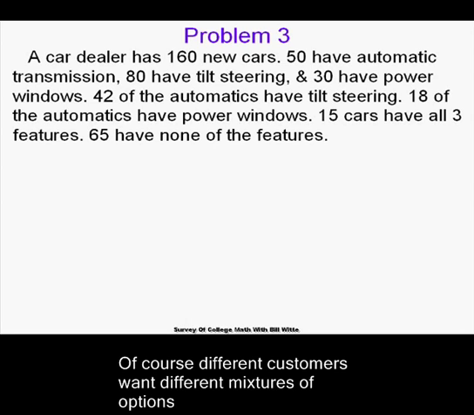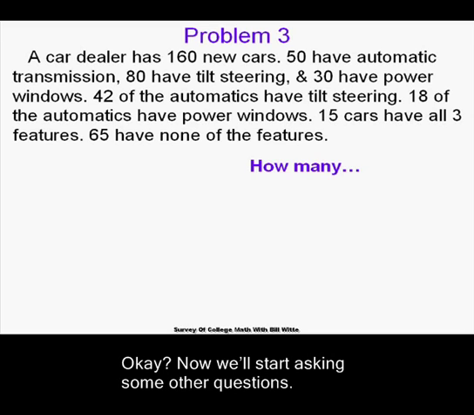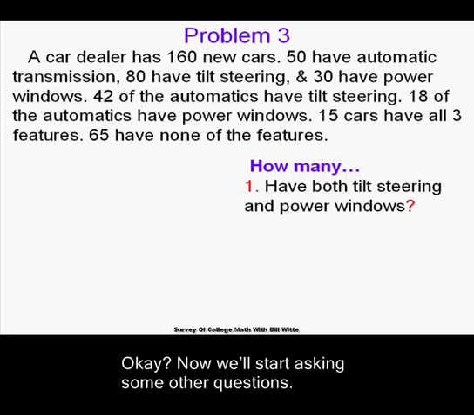So, let's see. We've got 160 new cars. 50 have automatic transmission. 80 have tilt steering. 30 have power windows. 42 have automatic transmission and tilt steering. 18 of the automatics have power windows. 15 cars have all three features. 65 have none of the features. And we're going to start asking some other questions.